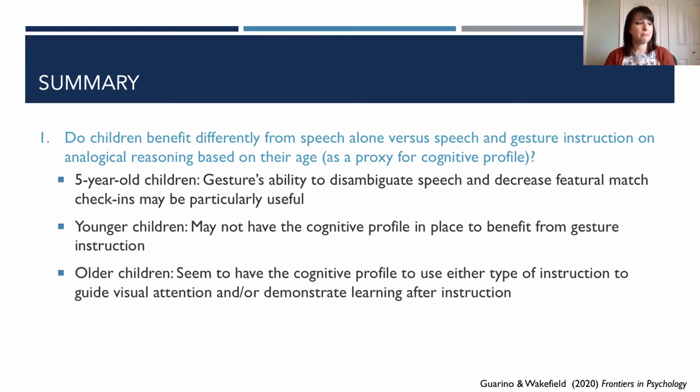Whereas older children may have the cognitive profile in place to actually make use of both types of instruction to guide their visual attention, and in some cases impact learning after instruction. That is, even though they struggled prior to instruction like everyone else did, their more developed inhibitory control and working memory allowed them to learn from the speech-alone instruction as well. And the addition of gesture wasn't really critical for them, wasn't necessary for them.